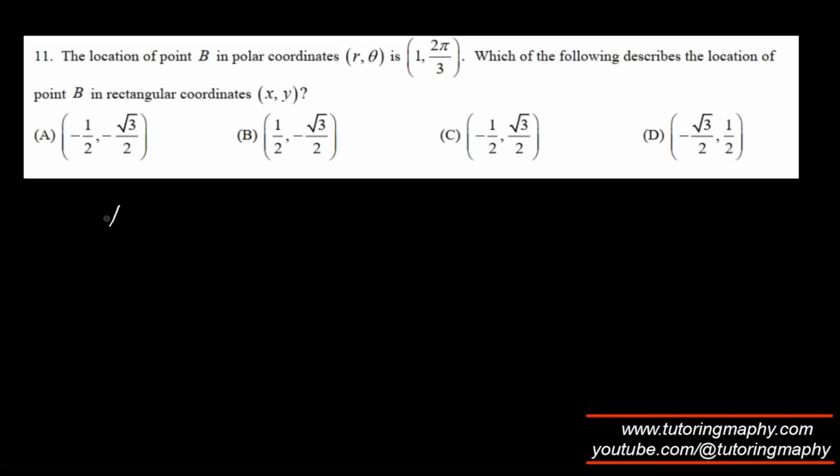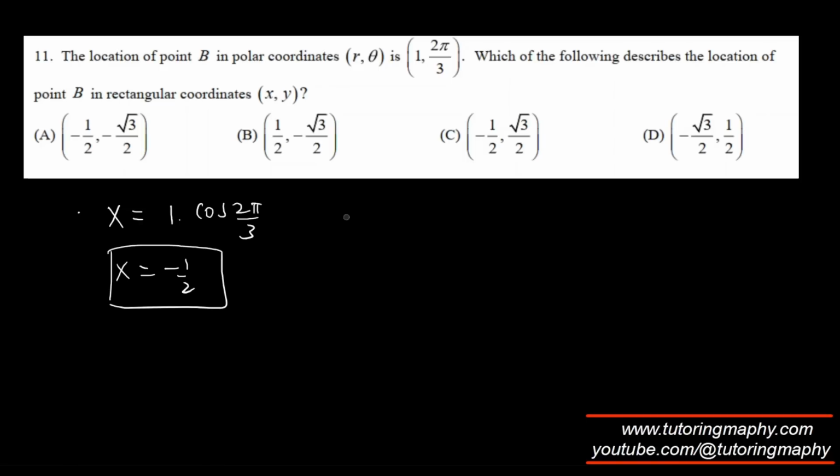Over here, I have x is equal to r cos theta once again. So r is 1 and cos of 2 pi over 3. I ignore the 2. So cos pi over 3 is 1 over 2. So 2 pi over 3 is in quadrant 2. This is negative 1 over 2. So the answer is negative 1 over 2 for the x coordinate.